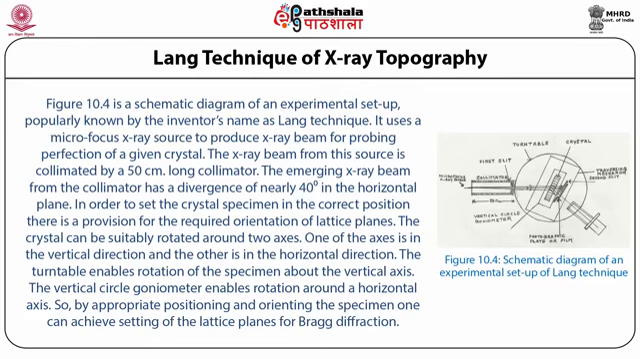In order to set the crystal specimen in the correct position, there is a provision for the required orientation of lattice planes. The crystal can be suitably rotated around two axes. One of the axes is in the vertical direction and the other is in the horizontal direction. The turntable enables rotation of the specimen about the vertical axis. The vertical circle goniometer enables rotation around a horizontal axis. So by appropriate positioning and orienting the specimen, one can achieve setting of the lattice planes for Bragg diffraction.